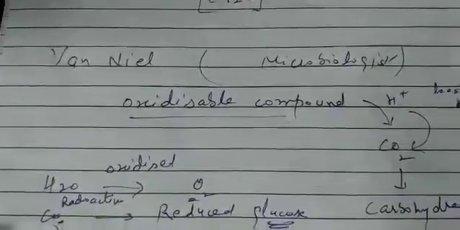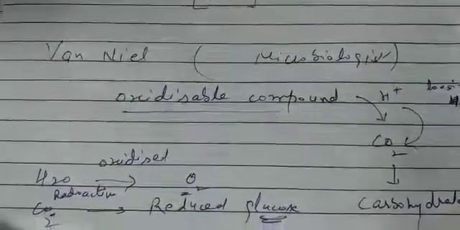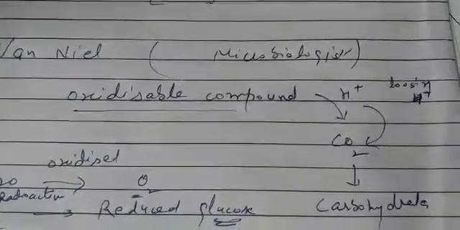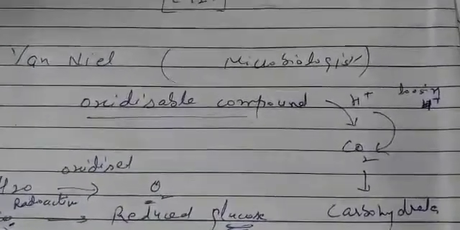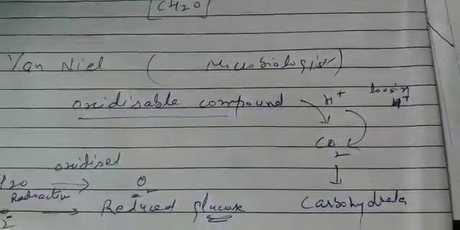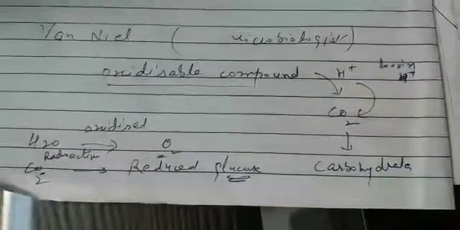Then the next experiment is done by Van Niel. He is basically a microbiologist. What he proved is that there is an oxidizable compound which gives hydrogen. Clear? You know the compounds which give hydrogen are oxidized. So there must be one oxidizable compound which gives hydrogen, and this hydrogen is carried by carbon dioxide. Means that carbon dioxide undergoes reduction and forms carbohydrate, right? So this was done by Van Niel.